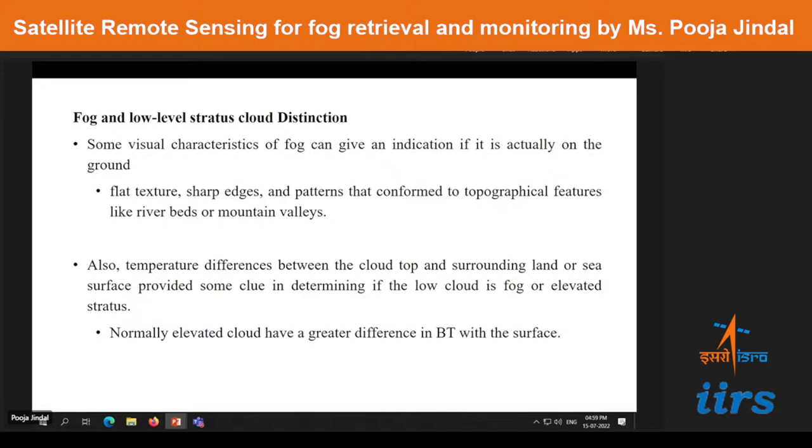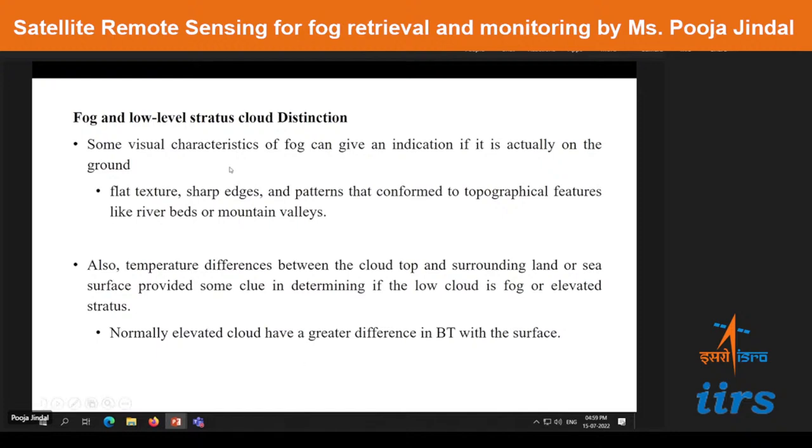Now coming to distinguishing between the fog and low level stratus cloud. Is there a possibility that we can distinguish between the two? Because we are actually interested in the fog, because fog is something which is obstructing our air traffic, land traffic, railway traffic, road traffic. However, low level stratus clouds are not. But the satellite has a limitation. So what can we do to distinguish the two?